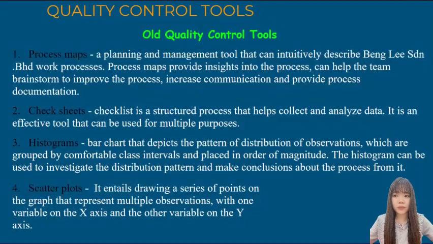Next, histogram. A bar chart that depicts the pattern of distribution of observations, which are grouped by convenient class intervals and placed in order of magnitude. The histogram can be used to investigate the distribution pattern and make conclusions about the process from it. Next, scatter plot. It entails drawing a series of points on a graph that represent multiple observations, with one variable on the x-axis and the other variable on the y-axis.